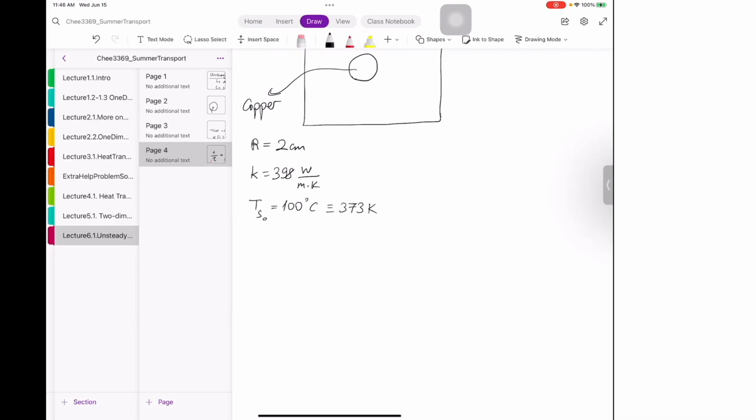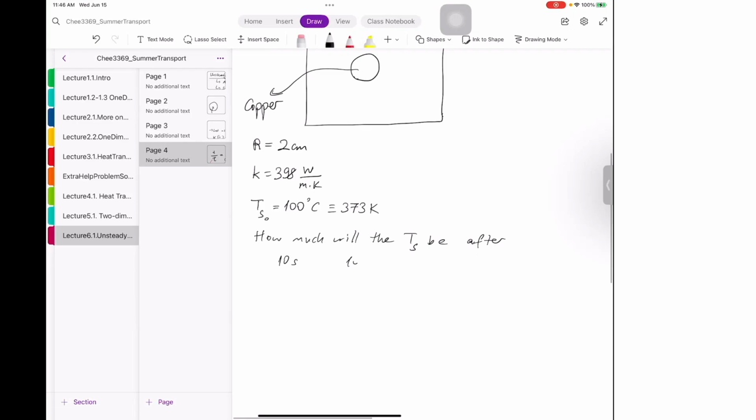Let's find how much the temperature will be, Ts, after 10 seconds, 10 minutes, and 10 hours. Okay, let's see.